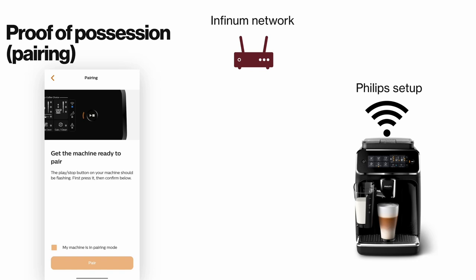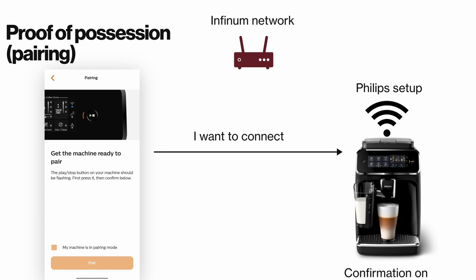But that's not all. We have one additional step, which we call proof of possession. You might also call it pairing. What's going on here? The app sends a request to the machine that it wants to connect. The user has to physically confirm on the machine that he also wants to connect. And then the machine sends a response to the app, and the connection becomes authorized.